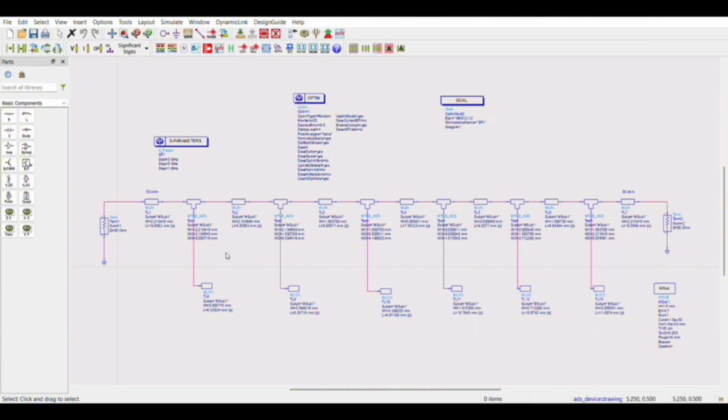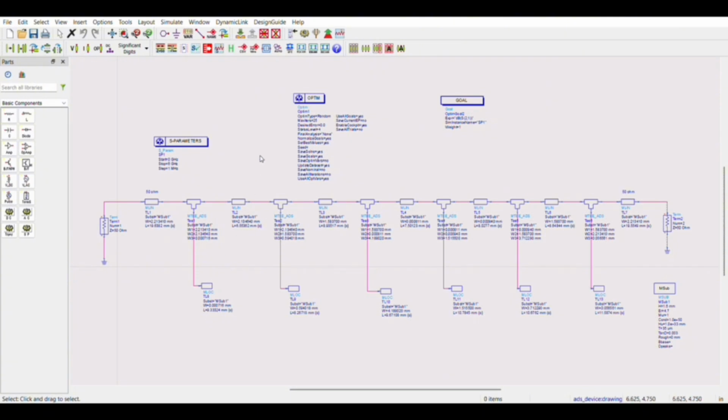MLIN is a section that acts as a series transmission line. MTEE is for connecting the junction between the series line and the open circuit stub. And MLOC is an open stub.